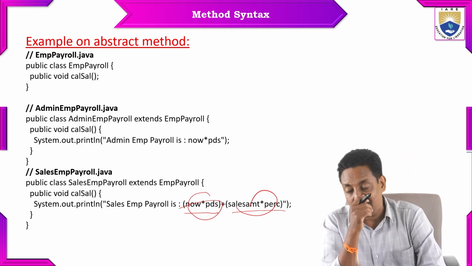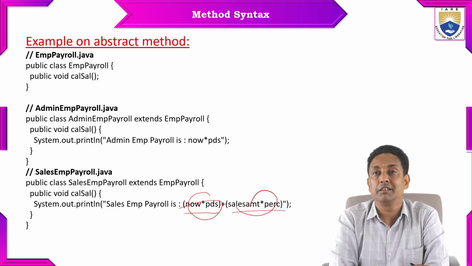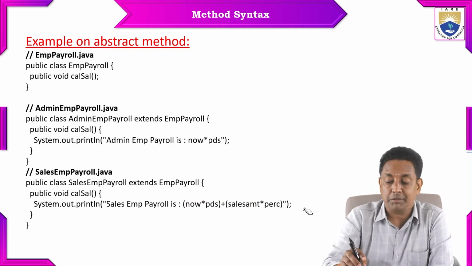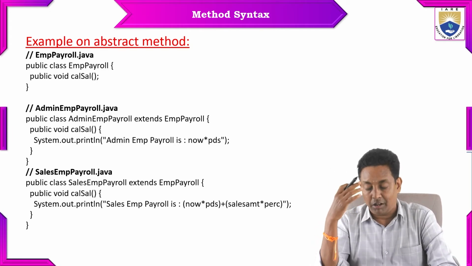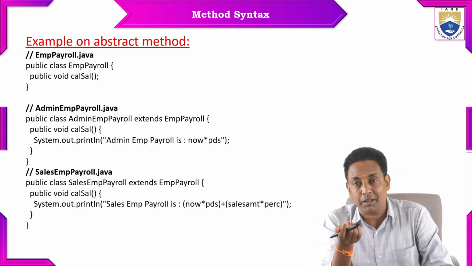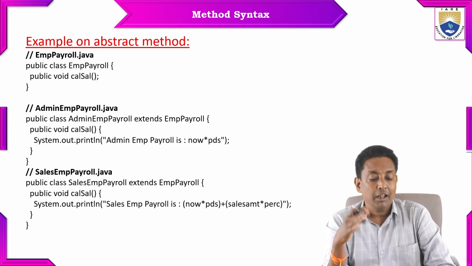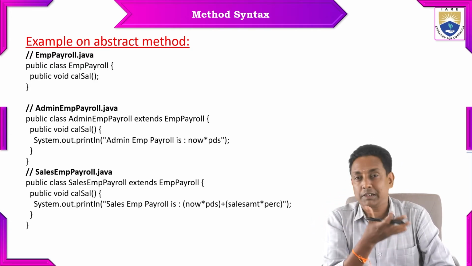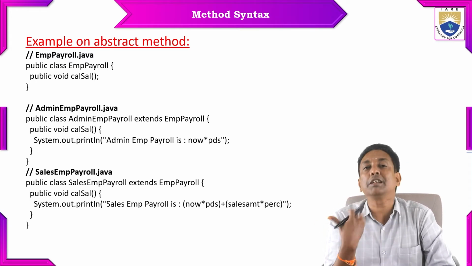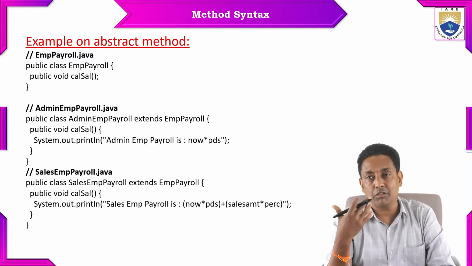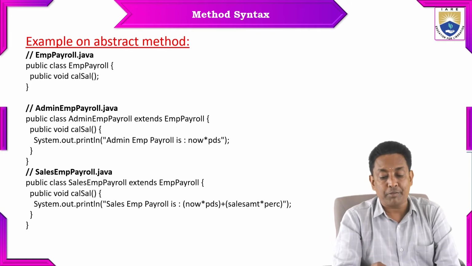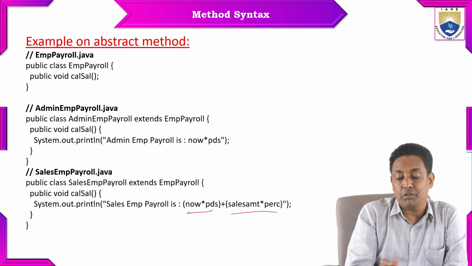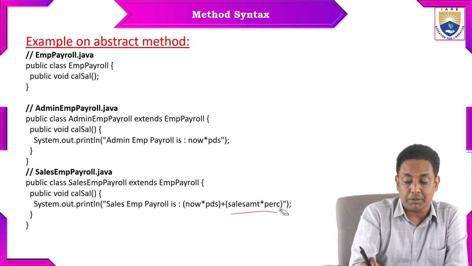Apart from the number of working days into per day salary, the sales amount into commission percentage is also calculated and added to the sales employee salary, because we'll give some target of reaching 1 lakh rupees per month of sales. If the salesman crosses more than 1 lakh, we'll give 1%, 2%, 3% or 5% incentive. That is how they'll get more salary: the additional incentive, sales amount into percentage.